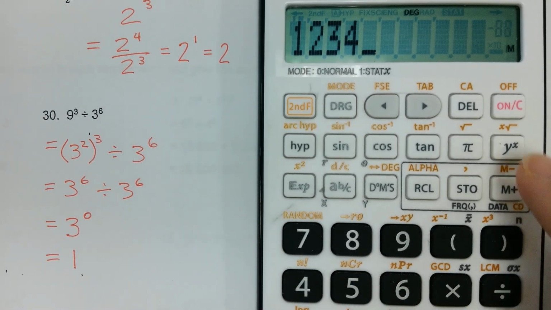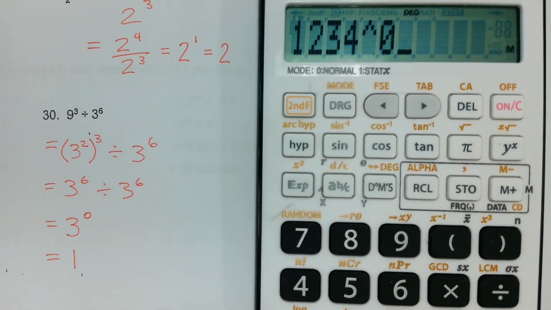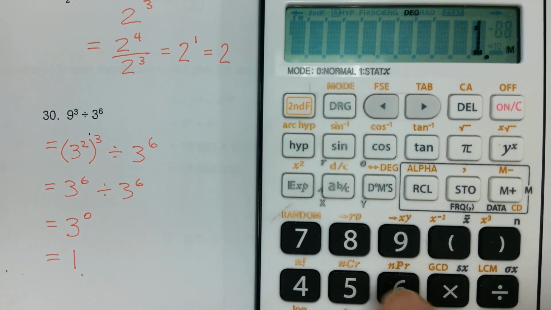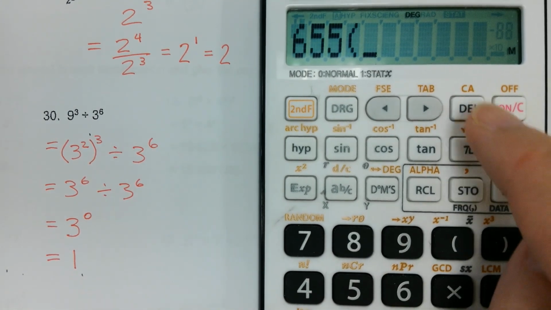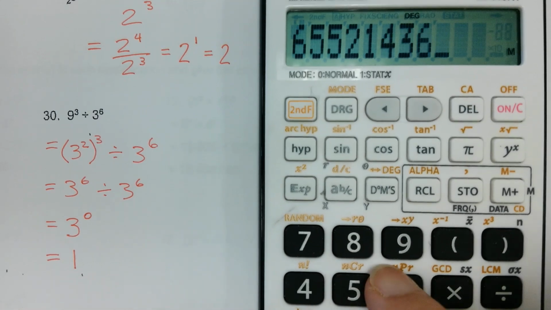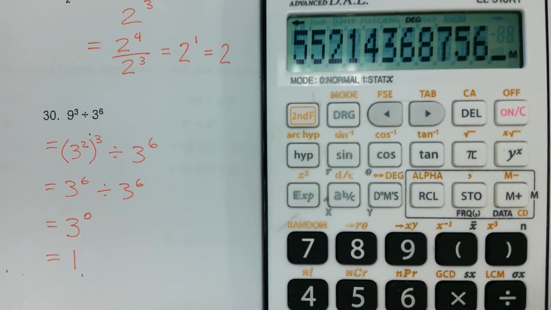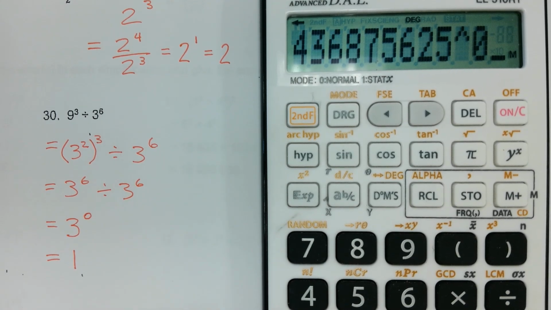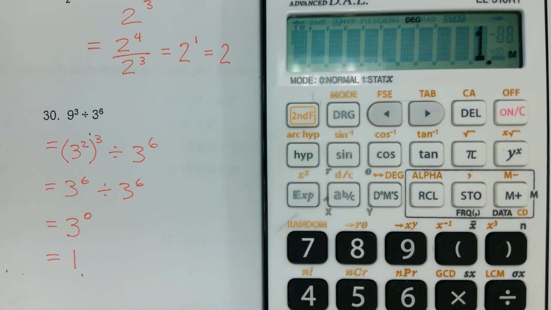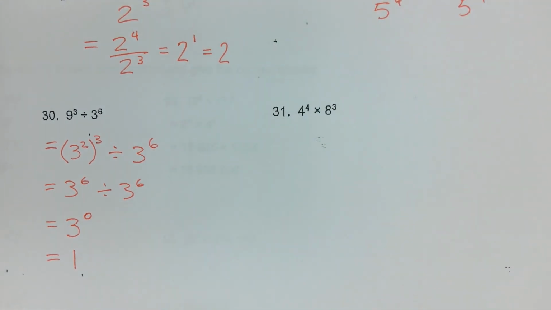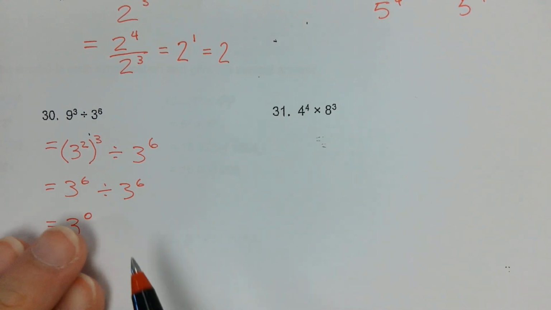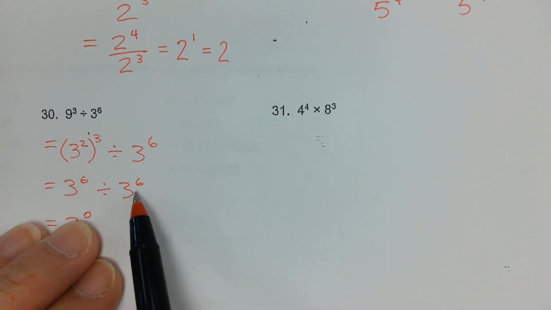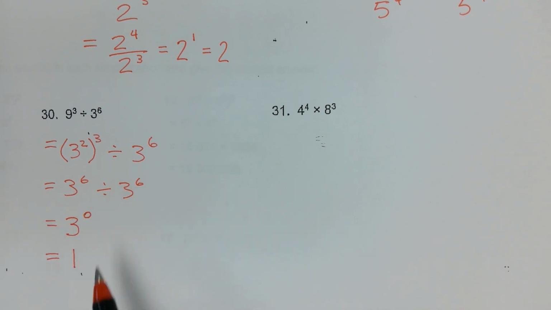1,234 to the power of 0 is 1. 6551243875625 to the exponent 0. What do you think my answer is? 1. Yes. Anything to the power of 0 is 1. If you're ever confused, just think 3 to the power of 6 divided by 3 to the power of 6, itself divided by itself, you get 1.